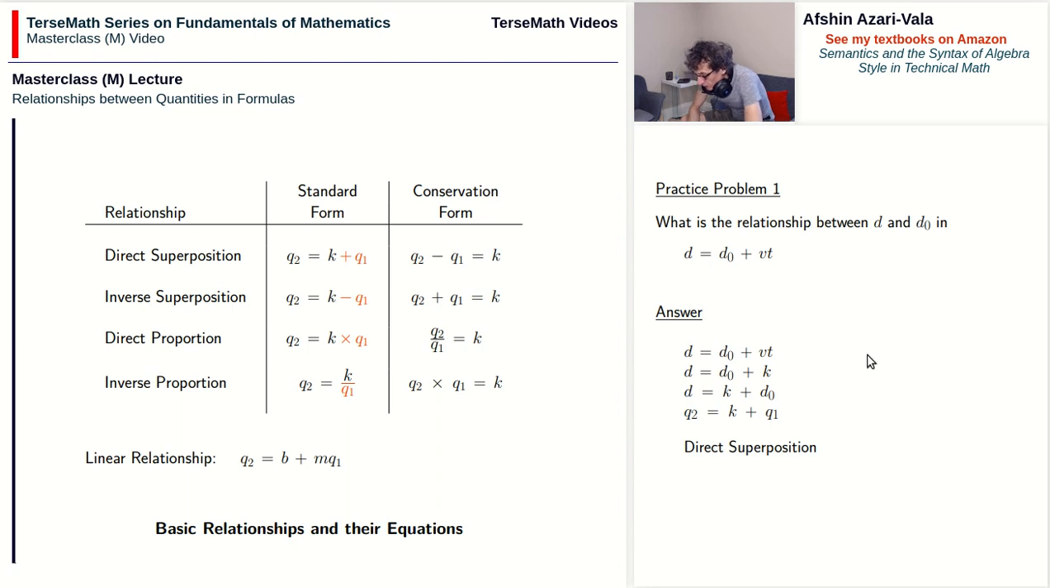In an earlier video, I explained where this equation or formula comes from. d is the total distance that you cover, d0 is the initial distance, and vt is the distance that you cover because you're moving at some speed. If your initial distance increases by a certain amount, the total distance increases by the same amount.